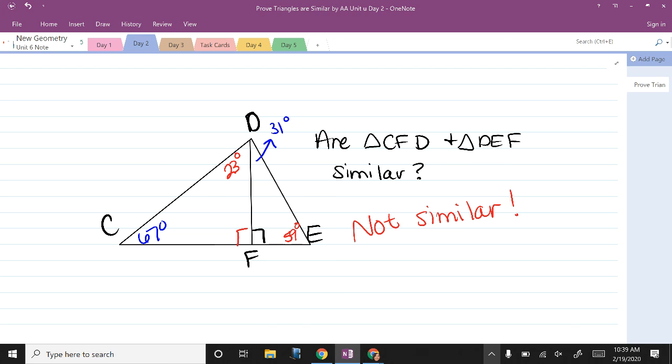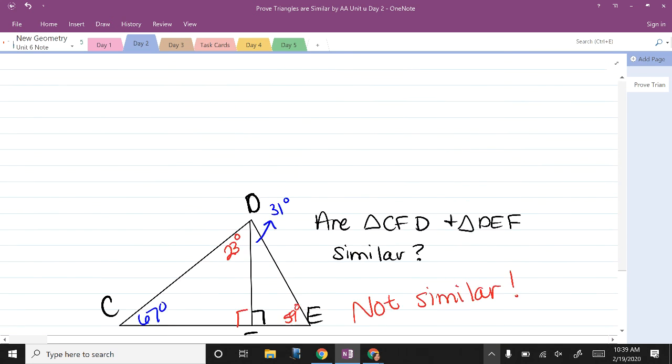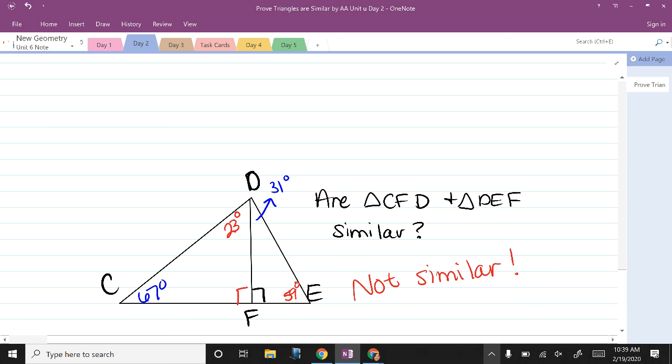Tomorrow, we're going to do side-side-side and side-angle-side similarity. So there'll be a little bit more work till tomorrow, but that is actually the end of notes for today. Nothing left. Have a good day.